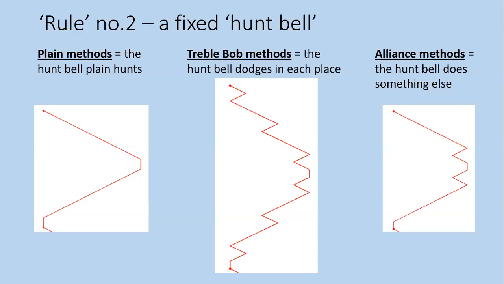In a plain method, the hunt bell does what we call plain hunting. It doesn't have to be up to the back; it can be up to a place earlier than the back. But in this case, it hunts up to, say, 6th place, back down to lead, and leads. In methods known as treble bob methods, the bell dodges in each place that it encounters. Sometimes it can do 2 dodges in each place or 3, but usually it's 1 dodge in each place. That effectively gives you a method that's double the length of a plain method.